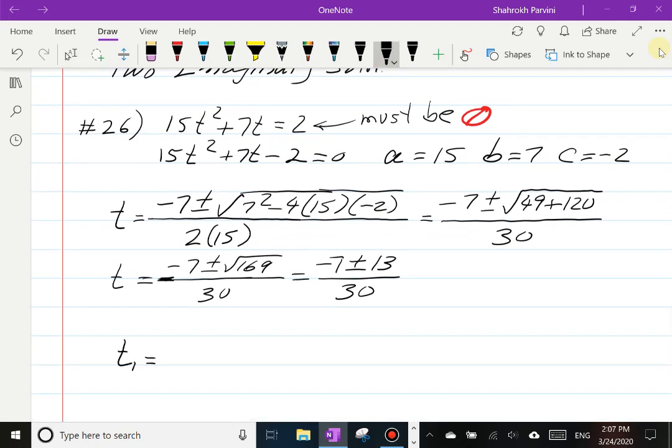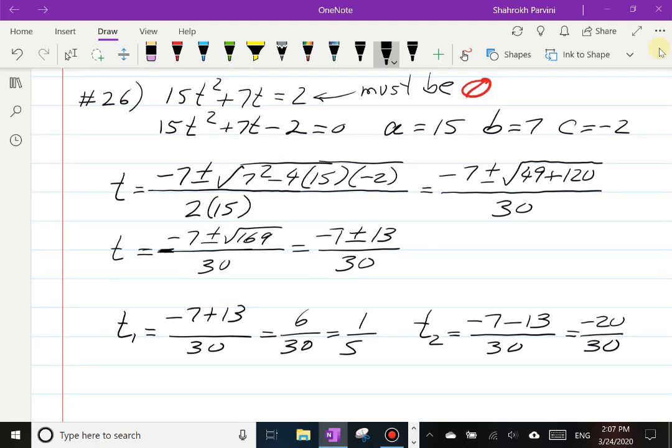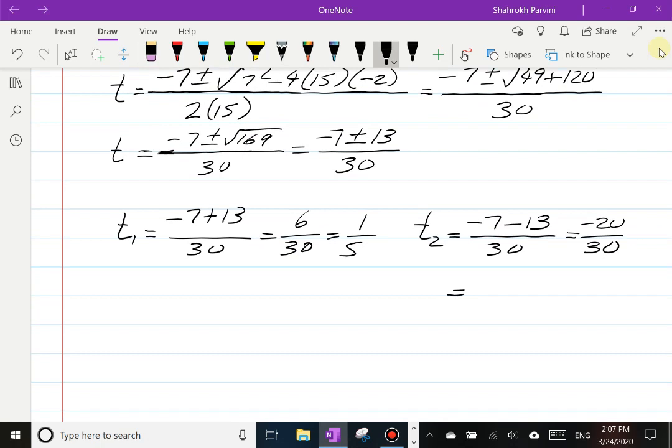T1, the first one, is negative 7 plus 13 divided by 30. Negative 7 plus 13, that would be 6. So 6 over 30, which reduces to 1/5. And the other one, T2, is going to be negative 7 minus 13 divided by 30. That's negative 20 over 30, and that's going to be reduced to negative 2/3, and that is T2. So the solutions to this quadratic equation are 1/5 and negative 2/3.